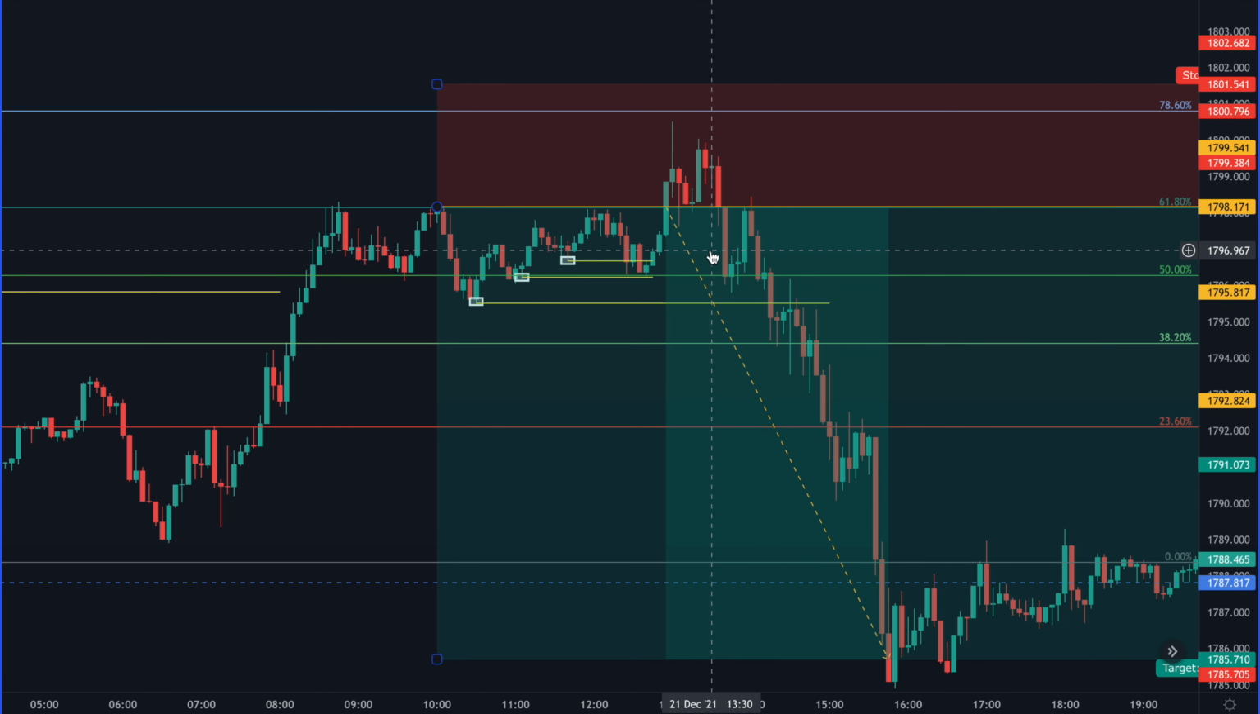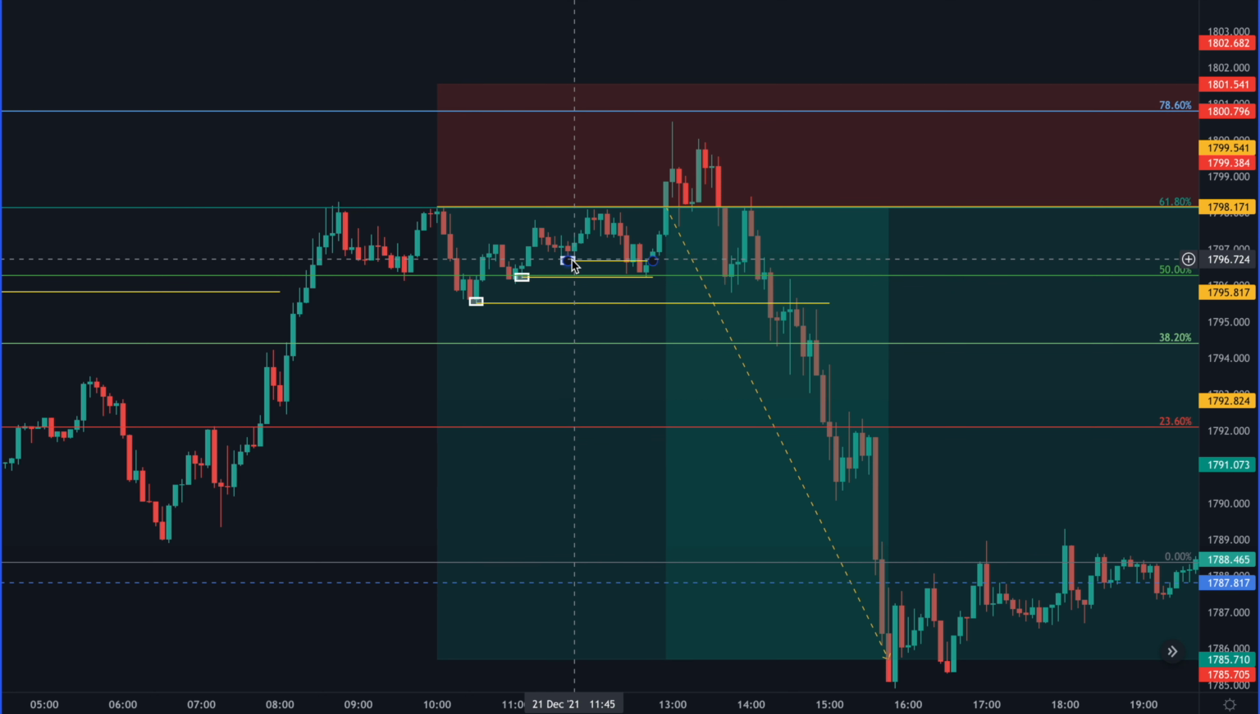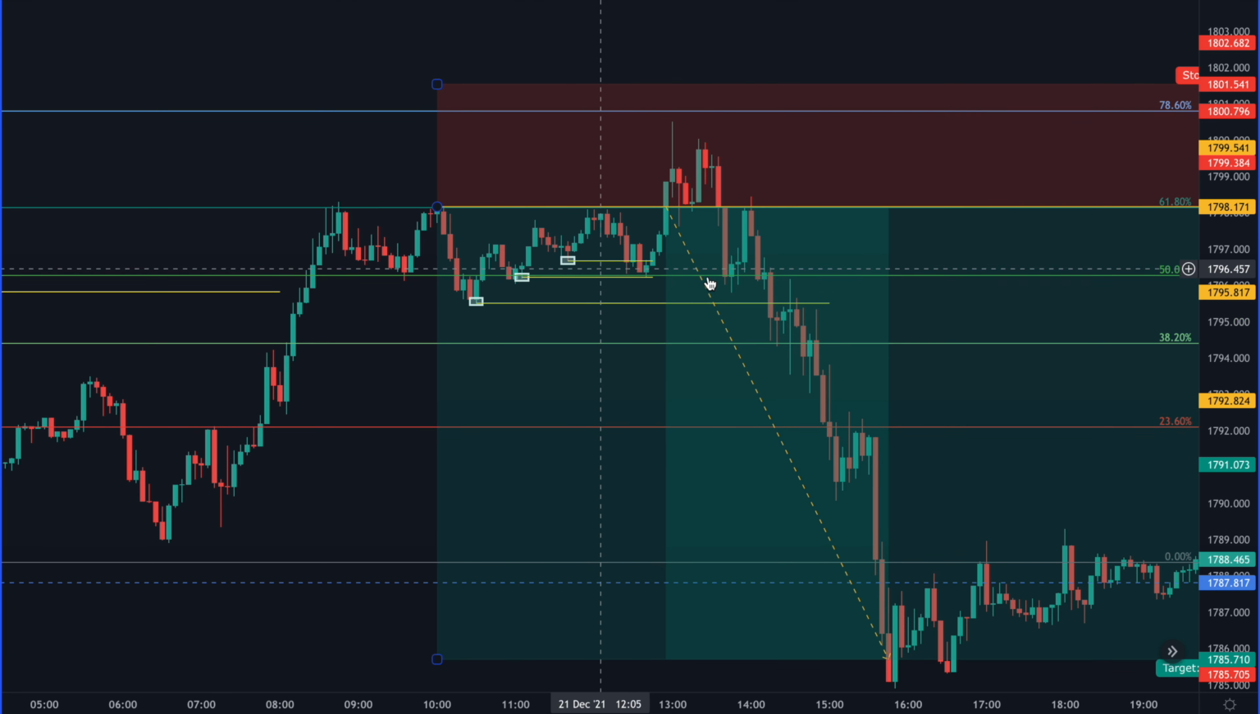I did trail my stop loss, but I didn't move my stop loss until areas were broken and previous structural lows and highs were broken as well. Now that is why we have these lines in place. So obviously this here is a structural low. This is also a structural low, and this is also a structural low. So I have drawn lines across.